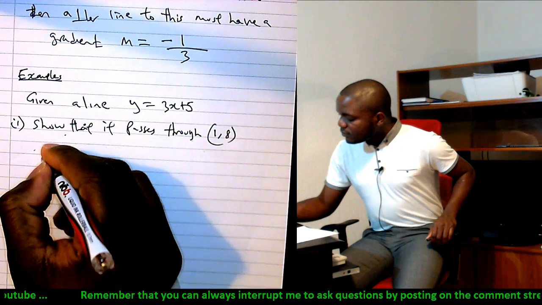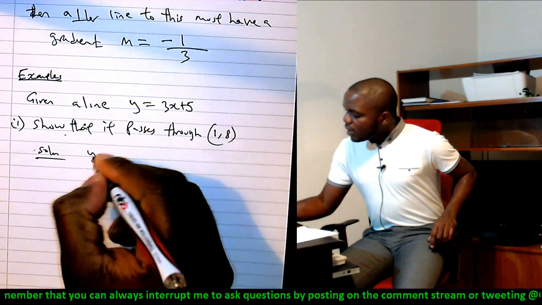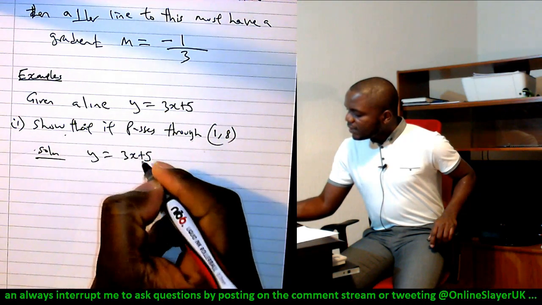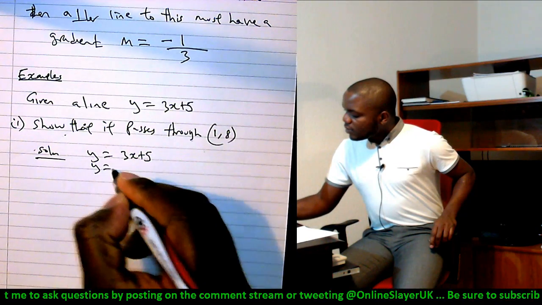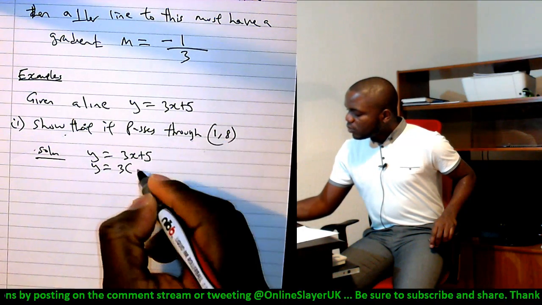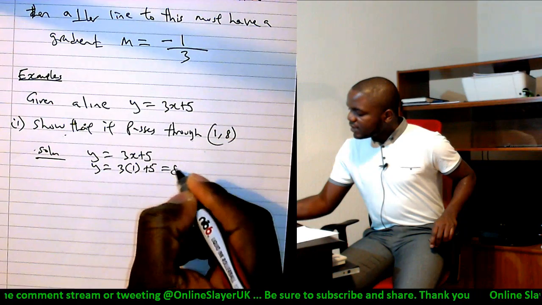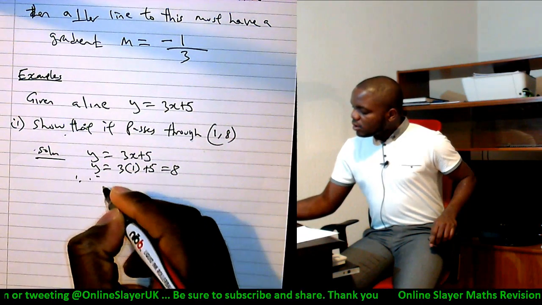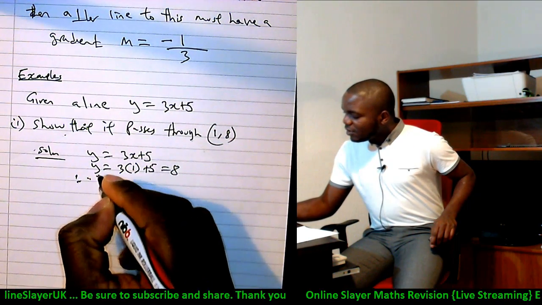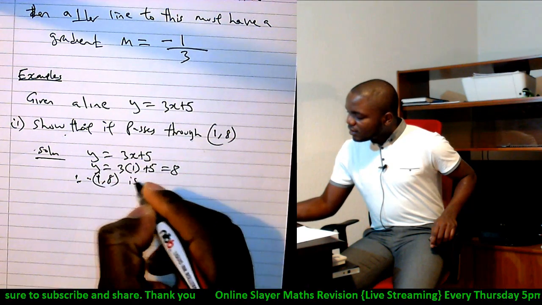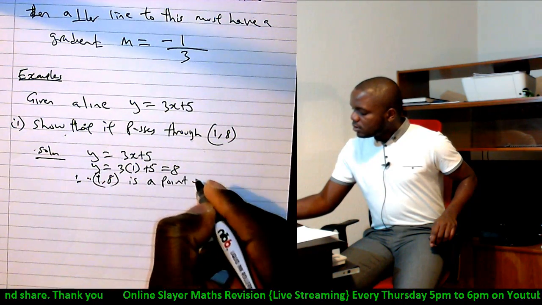Solution: y equals 3x plus 5. Y equals 3 times x, which is 1, plus 5, and that is 8. Therefore, what have I done? Therefore, (1, 8) is a point on the line.